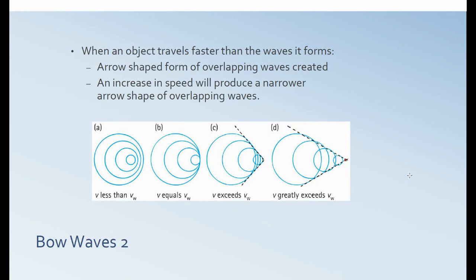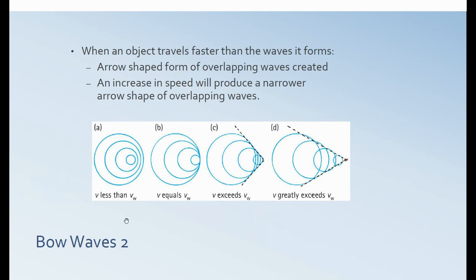And as the object keeps moving faster and faster, we start to see this kind of cone or arrow-shaped form of overlapping waves created. And the faster the object goes, the narrower the angle of this arrow shape of overlapping waves.